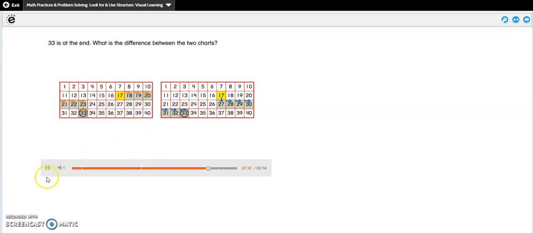What is the difference between the two charts? All right, let's look at the two charts. Now, in both charts, we started at 17 and we ended at 33. But did we count the same way in both charts? Let's look at chart number 1. In chart number 1, we started counting by ones and then counted by tens. In chart number 2, we started counting by tens and then counted by ones. So even though we counted the same numbers, we counted each chart a different way.